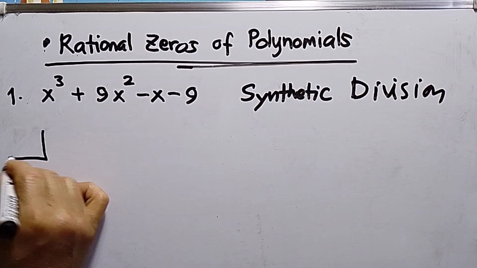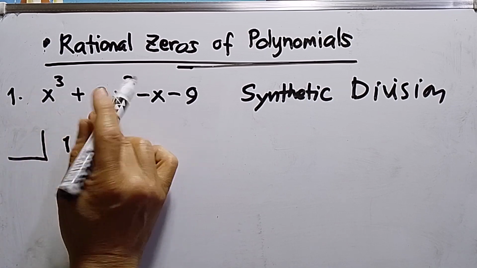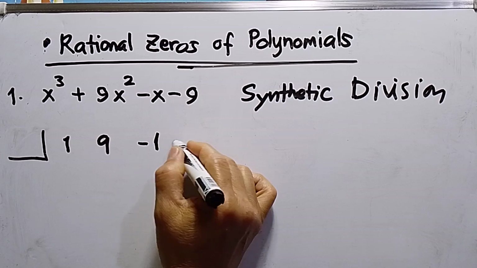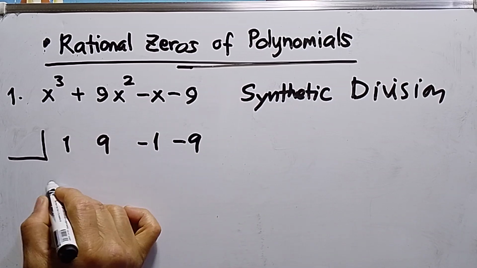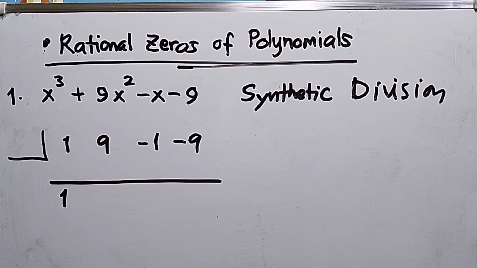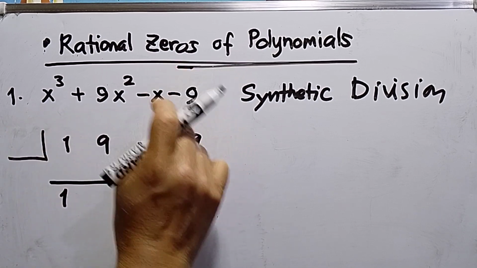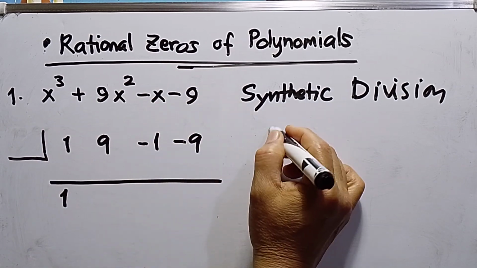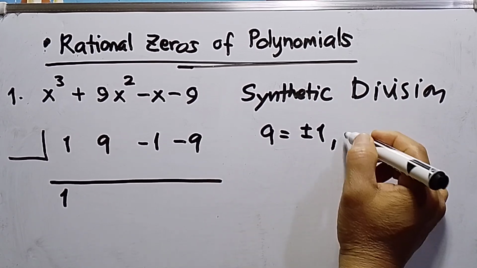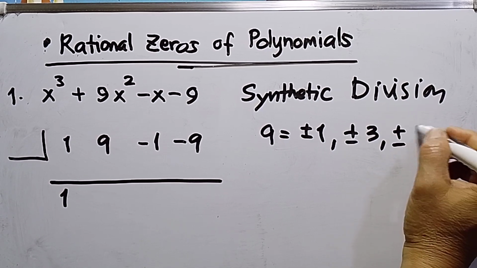The coefficients of this polynomial will be 1, then followed by 9, then minus 1, then minus 9. Then the base must always be the first coefficient of the polynomial. It should be 1. Now, how do we get the value here? We will take the factors of negative 9. So the factors of 9 will be plus and minus 1, plus and minus 3, and then plus and minus 9 itself.